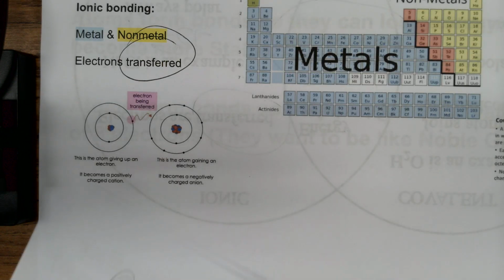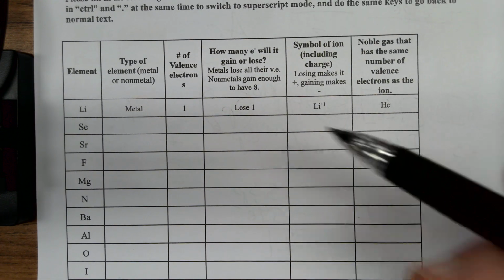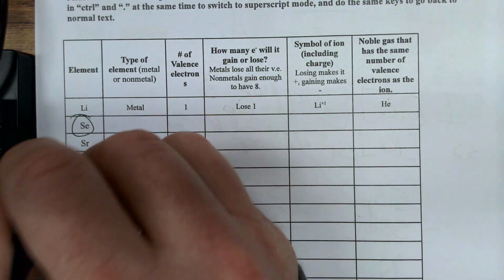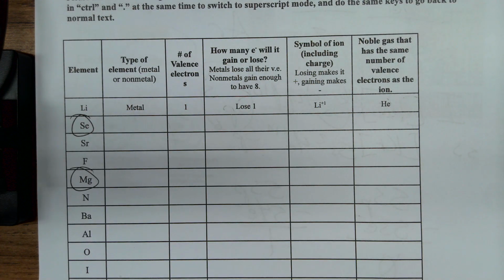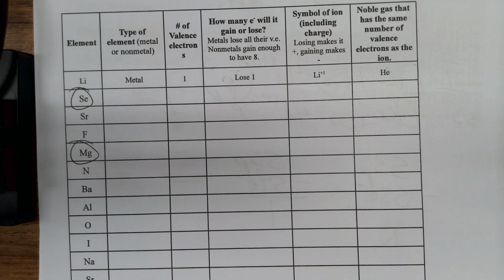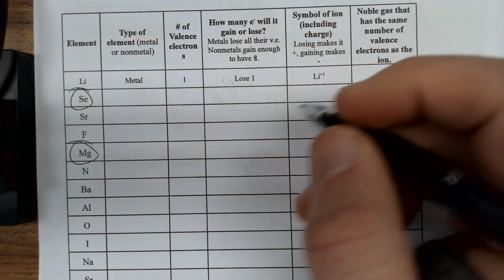So let's do one together. I want to look at selenium, and then I'm going to want to look at magnesium. We're going to do selenium together, and then you're going to do magnesium by yourself. Strontium was repeated, so just cross out the second entry and draw an arrow leading to the first one.